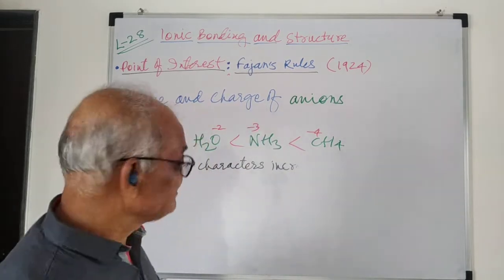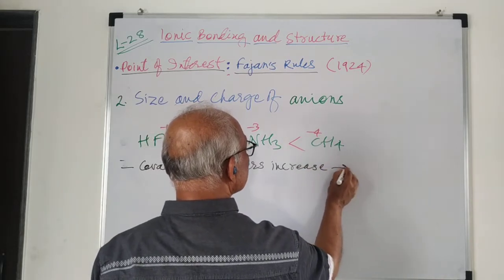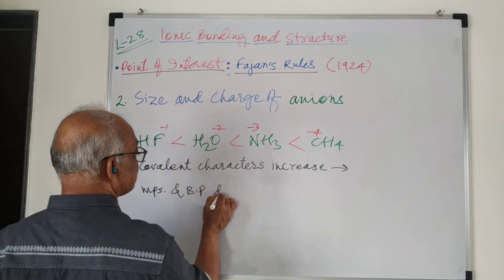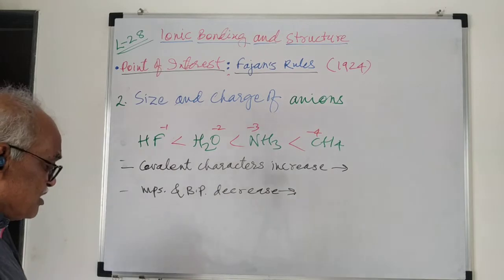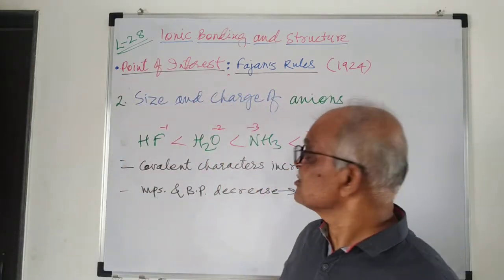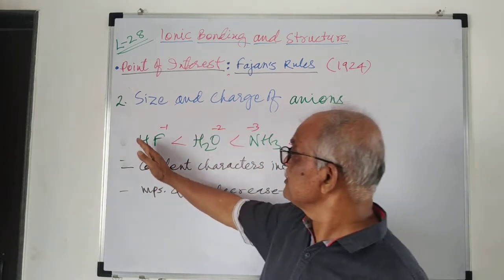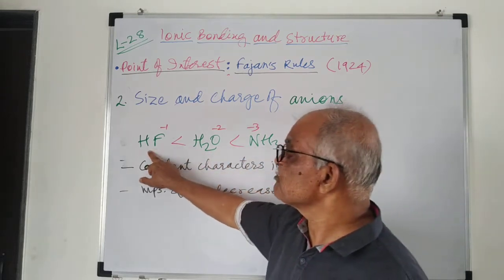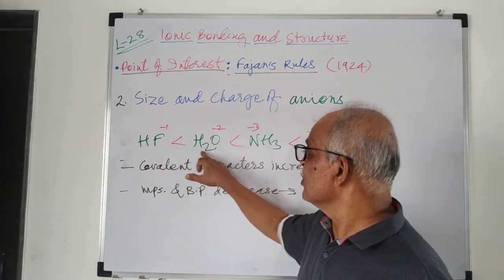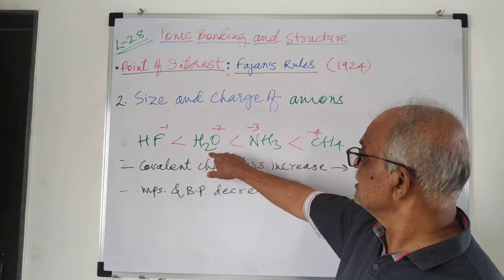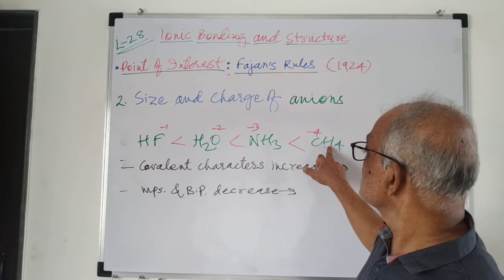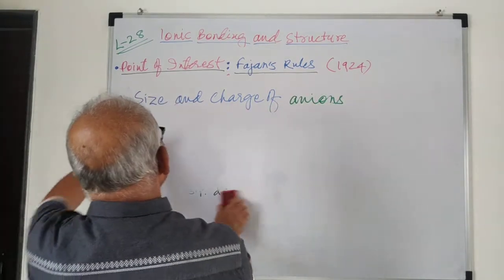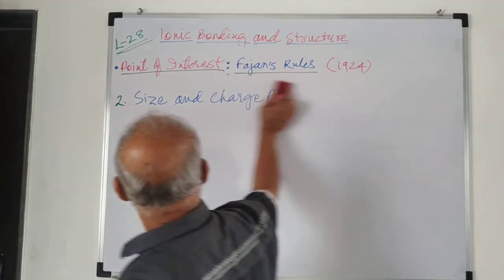Covalent characters increase in this direction. As a result, the melting points and boiling points decrease in this direction. So the characteristics of ionic solids are not exhibited everywhere in the same amount. These vary, decreasing from HF to CH4. Here HF is most ionic in nature. Then H2O has more covalent character compared to HF. NH3 is more covalent than H2O. CH4 is most covalent in this series. So these are some examples showing the effect of size and charge of anions on the covalent character of the ionic solid.